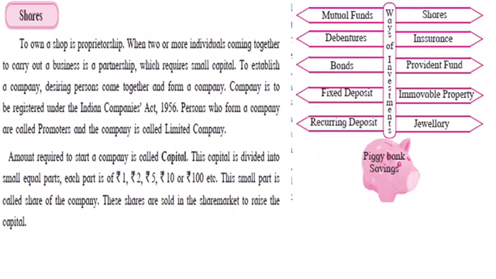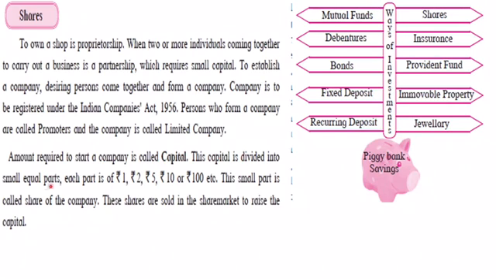Now let us see some information about shares. To own a shop is proprietorship. When two or more individuals come together to carry out a business, it is a partnership, which requires small capital. To establish a company, desiring persons come together and form a company. A company is to be registered under the Indian Companies Act, that is Indian Companies Act 1956. Persons who form a company are called promoters and the company is called a limited company. The amount required to start a company, we call it capital.